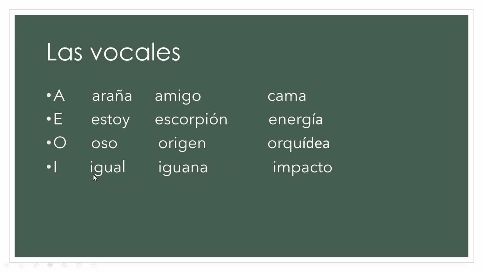Let's go with the other 2 vowels. I, igual, that means the same. Iguana. Impacto. And then U, uvas, grapes. Unión, union. Uña, nail. Let's go with the rest of the letters.